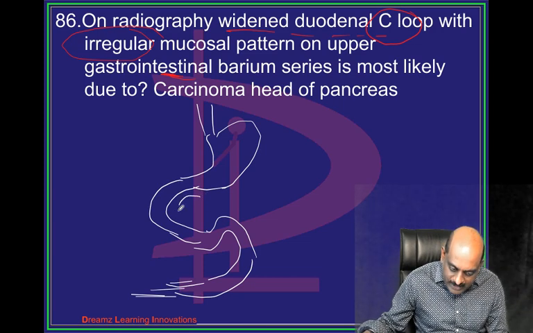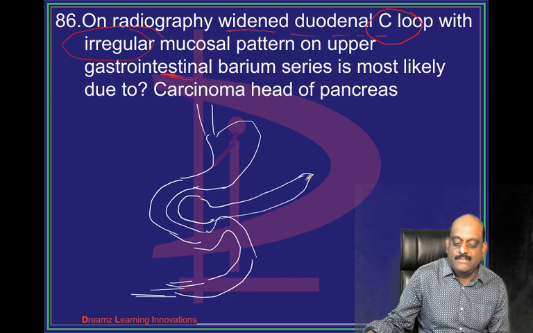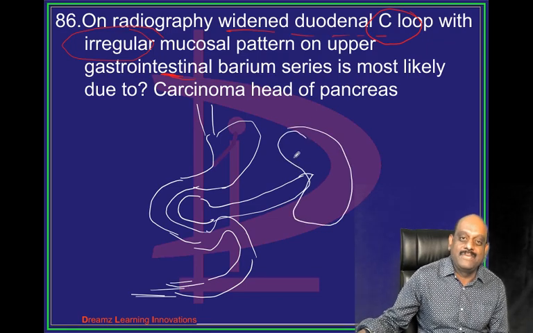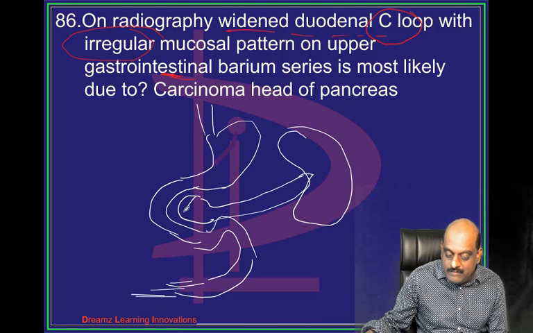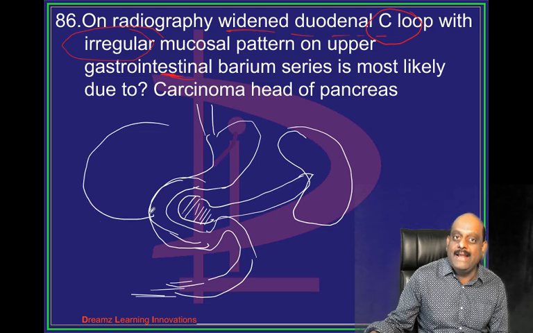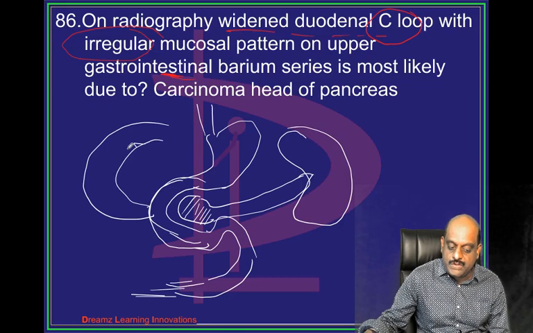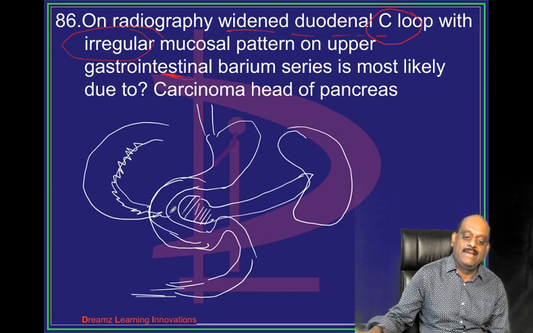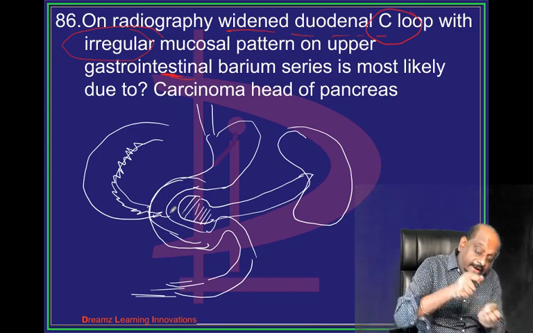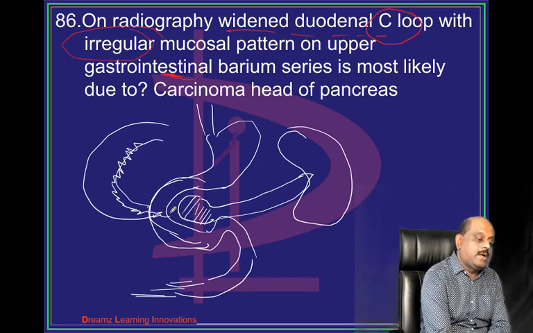In this duodenal loop, the head of the pancreas sits there and it will extend to the left side where you have the spleen, right? So any mass in the head of the pancreas, what will it do? It will make this C loop become dilated, and because of the pressure, what will happen? The mucosa becomes altered. So an irregular mucosal pattern of the duodenum with widening of the duodenal C loop is the feature of carcinoma of the head of the pancreas.